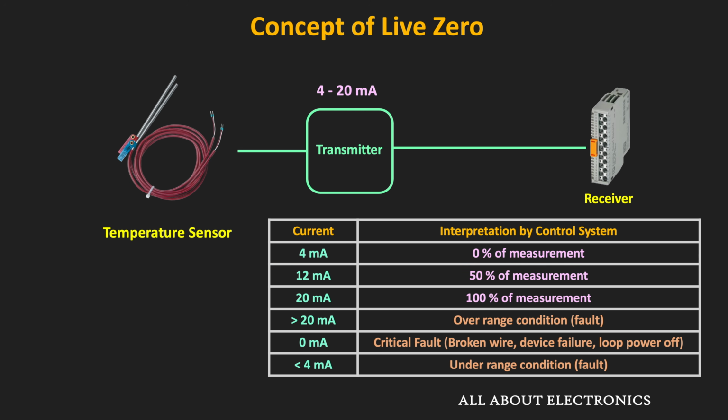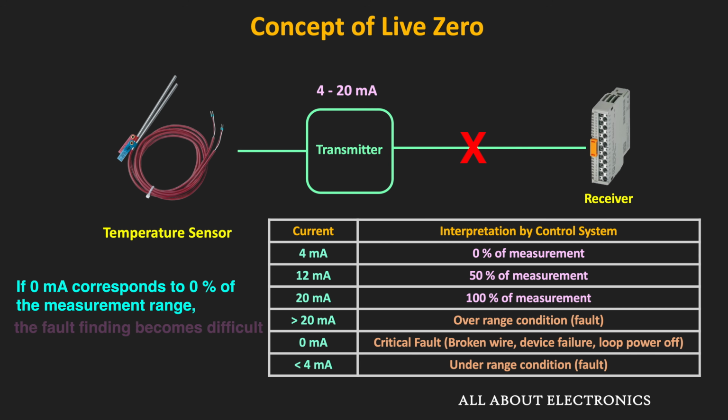But instead of 4 milliampere, suppose the minimum value of the measurement range is kept at 0 milliampere. In that case, the 0% of the measurement value corresponds to 0 milliampere. And in that case, suppose there is a fault in the loop, or a device failure or a broken wire, then we do not know whether it is due to the fault or due to the actual 0% of the measurement value.